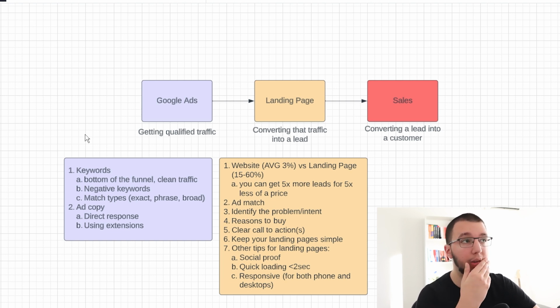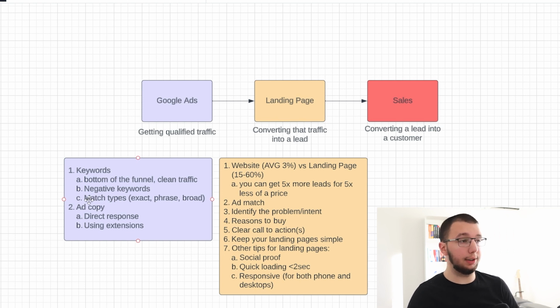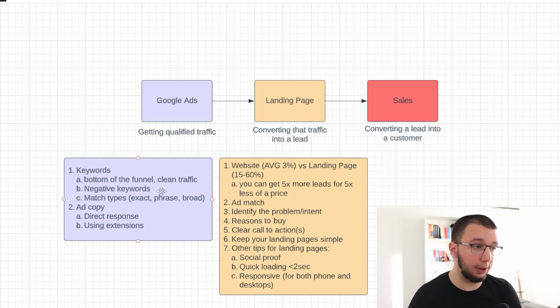So for example, if you're a plumber, let's say in Portland, you want to be paying for clicks like plumber near me or plumbers in Portland, and you don't want to be paying for clicks like how to become a plumber. And for this to work, you also need to use negative keywords, and you also need to use the right match types. When it comes to match types, you should usually use exact and phrase matches, but it also depends on how you do your keyword research and how many negative keywords you have.